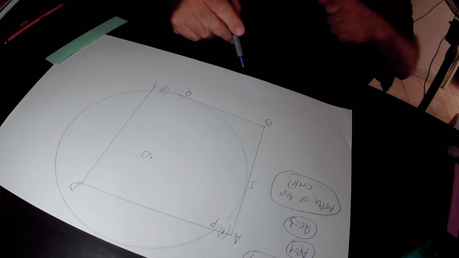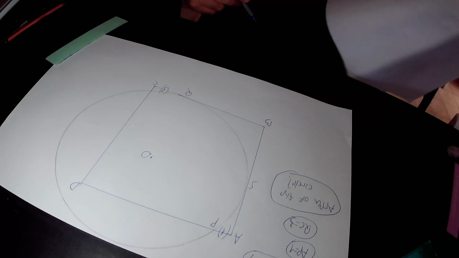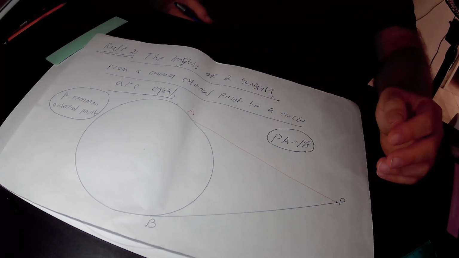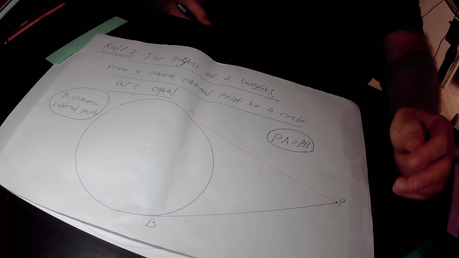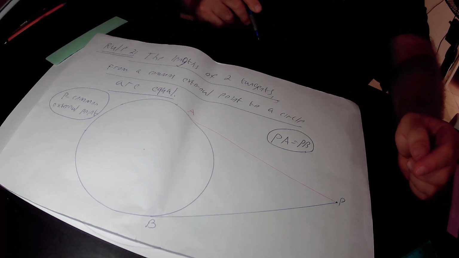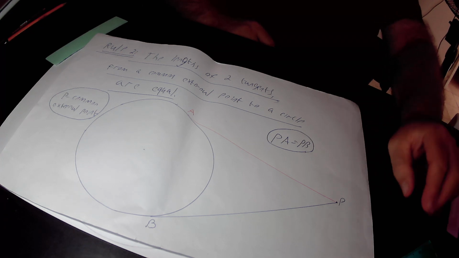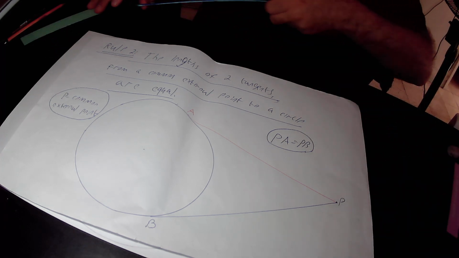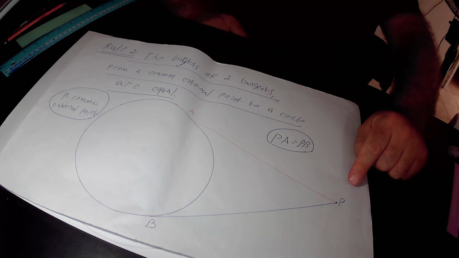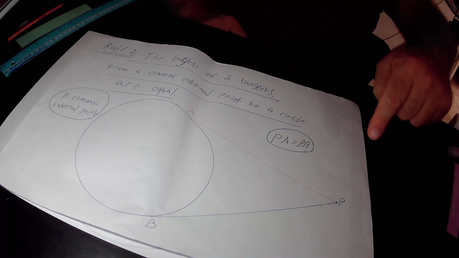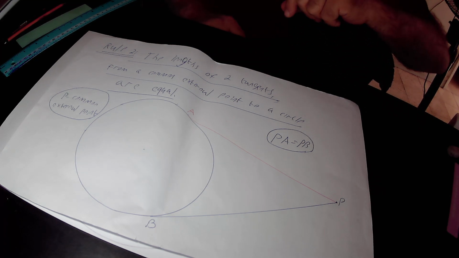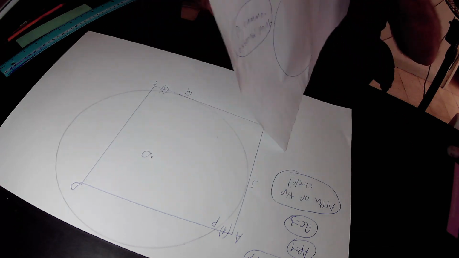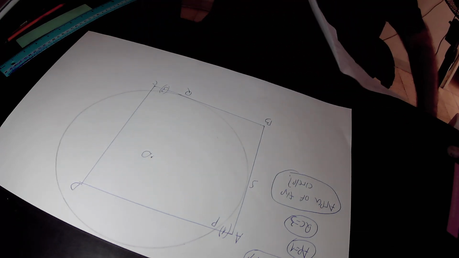So here we can implement rule 2. According to rule 2, the lengths of two tangents from a common external point to a circle are equal. So in the drawing we have a circle and this is the common external point, point P. From point P, we have two tangents to this circle, tangent PA and tangent PB. According to rule 2, they are equal to each other. That is to say, PA equals PB. So we can actually implement rule 2 in our drawing.